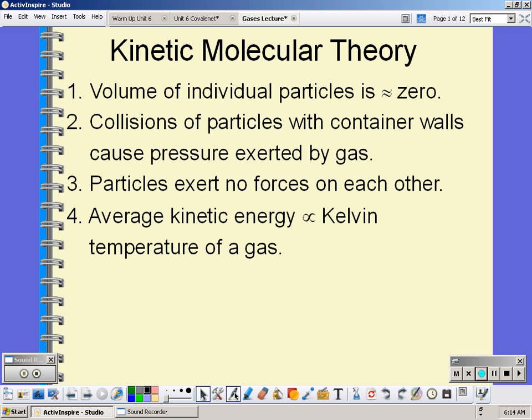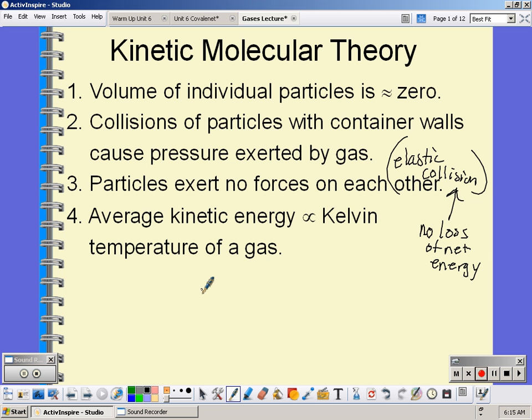Particles exert no forces on each other, so gas molecules are not attracted or repelled by each other. Now that is also called an elastic collision, when you don't have a loss of net energy, or energy overall.